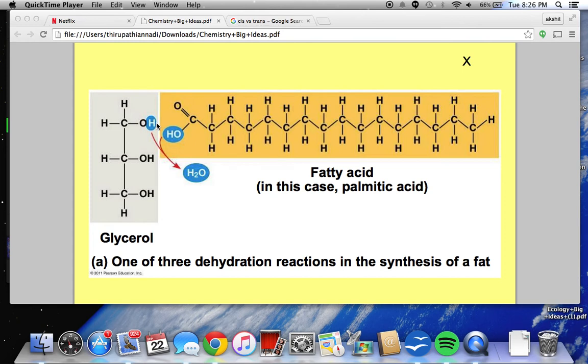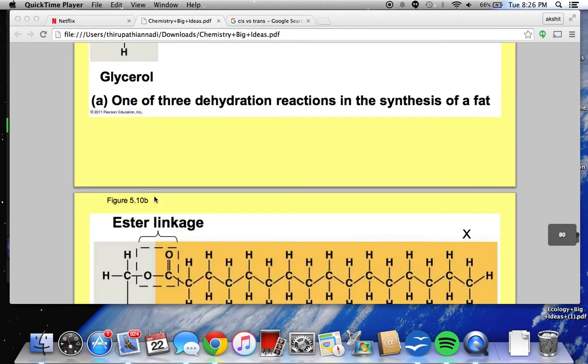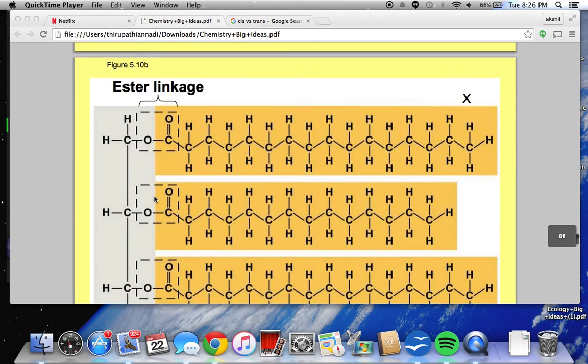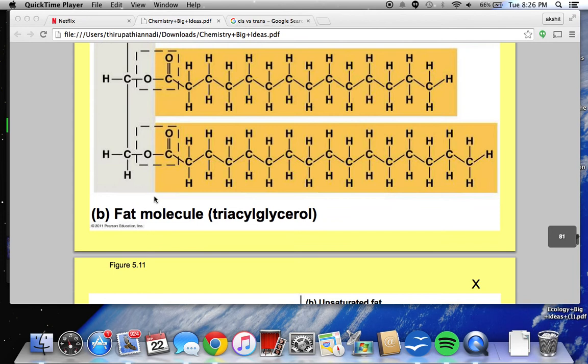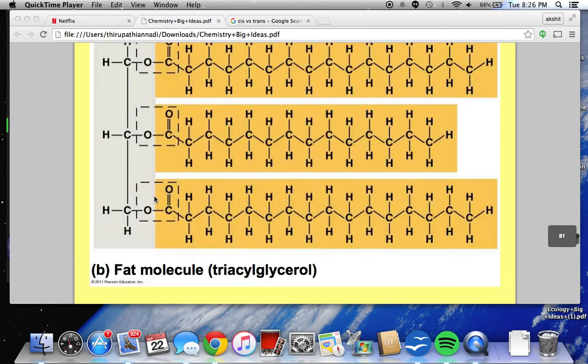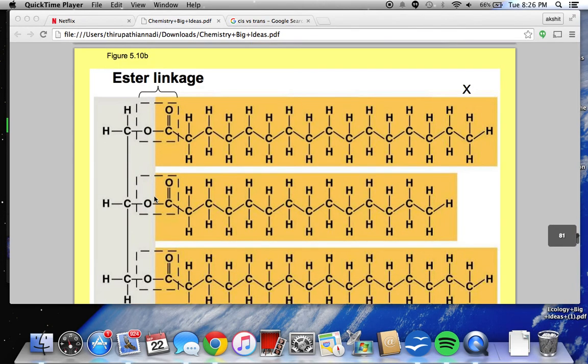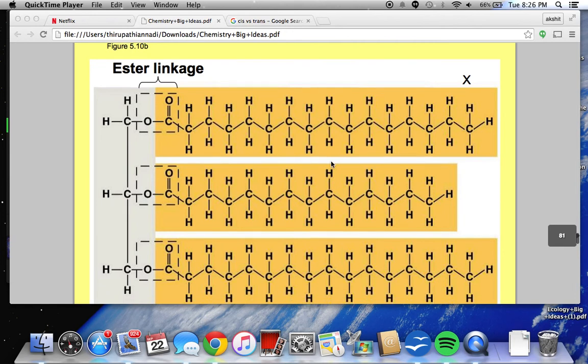So here you have the OH and the H. The H2O goes away, and the O can bond with the C, and that's just one long chain, and that happens 3 times for each of the OHs. So that's why lipids are called triglycerides, because there's 3 fatty acids and 1 glycerol. No, my bad. They call it triacylglycerol. Forgive me. And this is a complete fatty acid, as you can see.